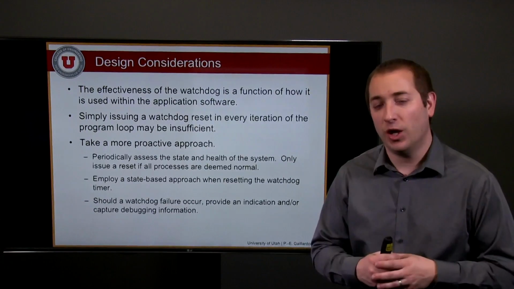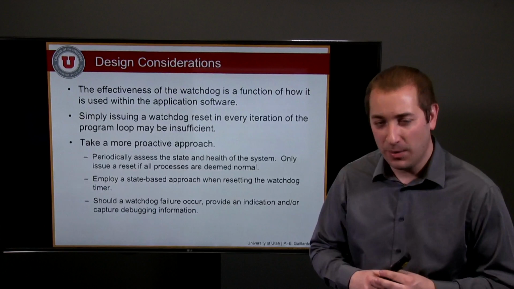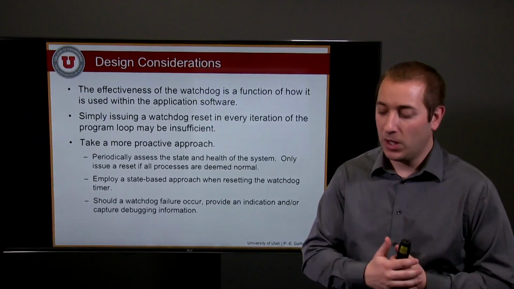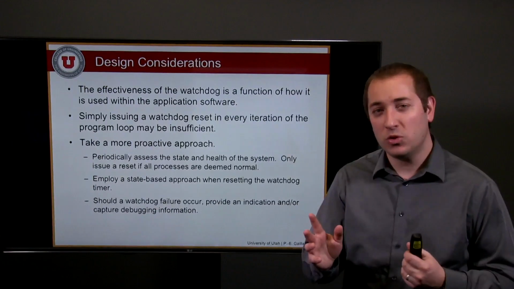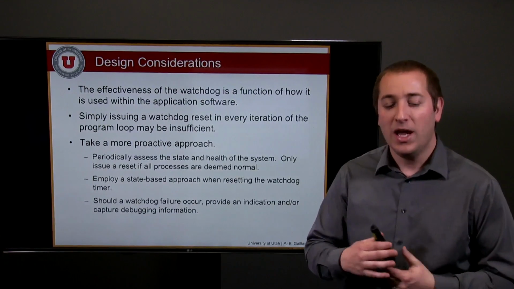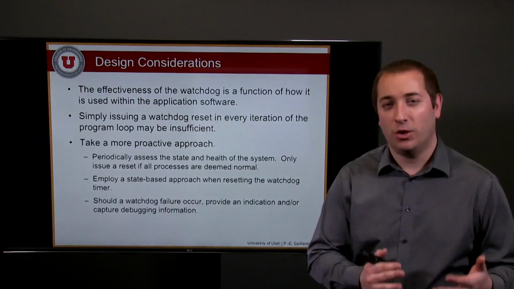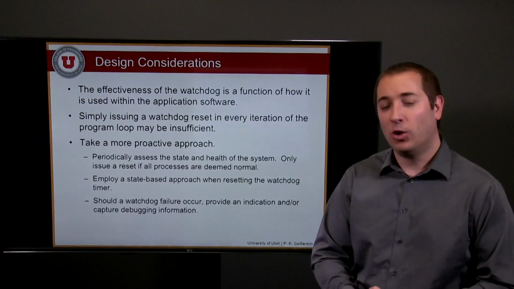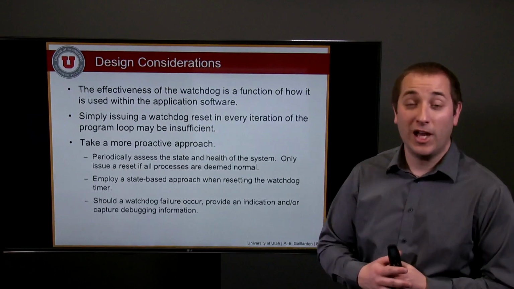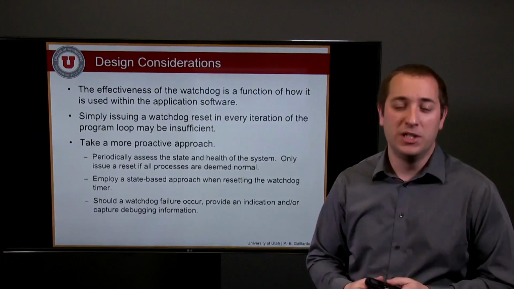You'll also have to consider a state-based approach when resetting your watchdog timer, where, for example, you might have different levels of fail modes, looking at different states that create potential problems, and you should keep track of debug logs. So if your watchdog timer kicks in, you will be able to look into a memory location, essentially in your flash memory, and understand an error code that will help you debug things further.